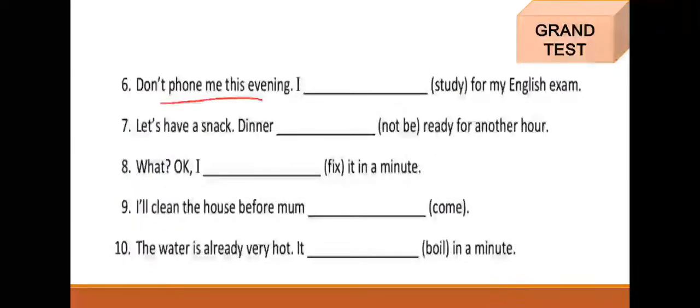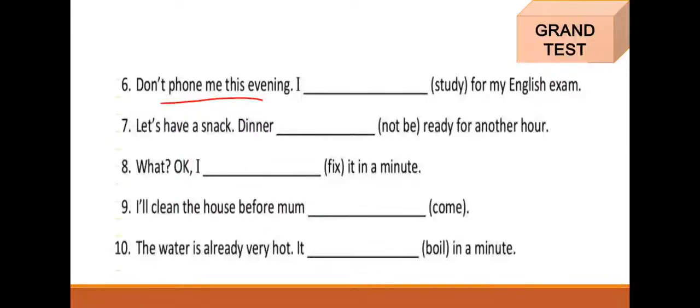Don't phone me this evening. I will be studying for my English exam. A continuous action, so future continuous. Let's have a snack dinner. Future continuous. Dinner will not be ready for another hour. Dinner, another hour. A prediction.